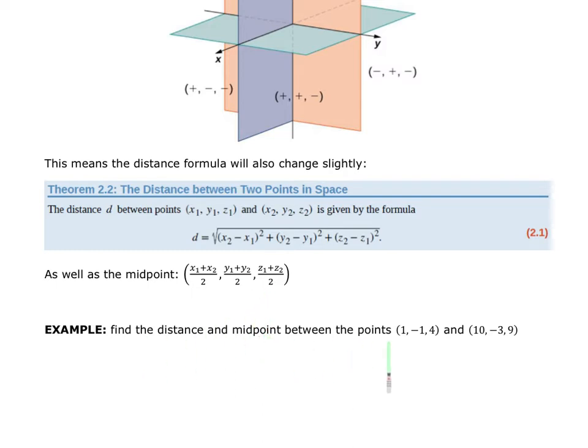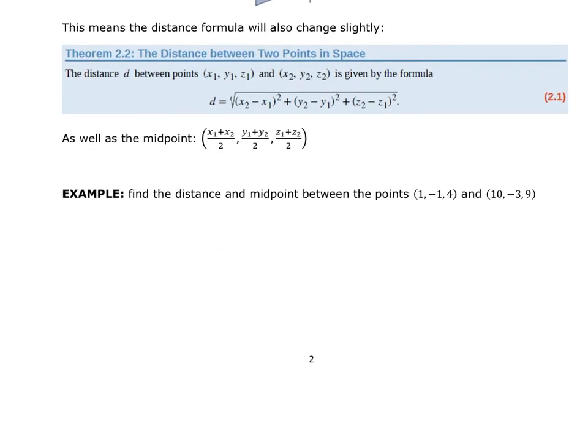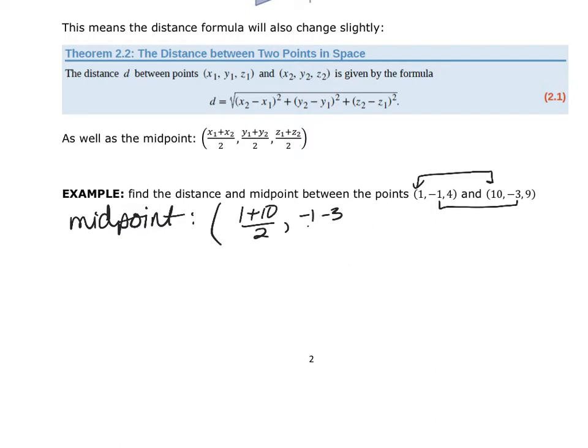So I'm asked to find the distance and the midpoint between these 2 points. We're going to do the easy one first, which of course is the midpoint. The midpoint is just going to be 1 plus 10 divided by 2, because I'm taking my x values, adding them together and dividing by 2. I'm now going to do my y values. So I have negative 1 minus 3 divided by 2. And then lastly, my z's, which is 4 plus 9 divided by 2. So my midpoint between these is going to be 11 over 2, or if you want, you can do 5.5. And then negative 4 over 2, which is negative 2. And then 13 over 2, and if you prefer, again, you can do 6.5.